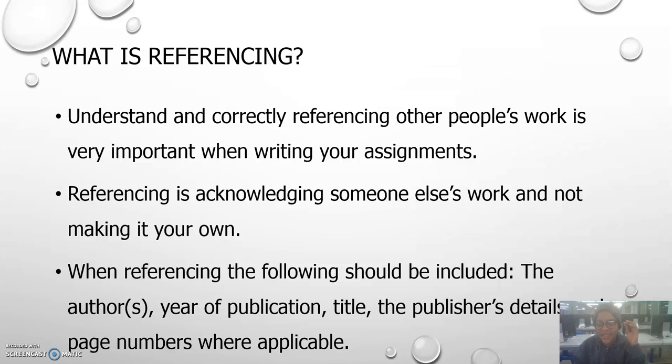So when you write your assignments, you're going to do your research on certain books and journals. So when writing your assignment, it is very important to acknowledge the sources that you have used and not take the work as your own. Now, when referencing, the following should be done. You should note the author, the year of publication, the title of the book, the publisher's details, and the page numbers where applicable.